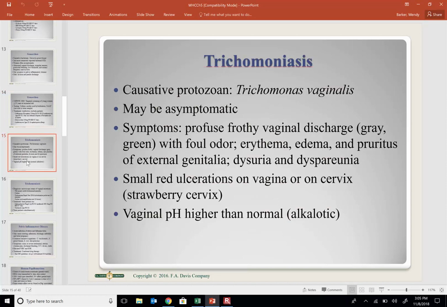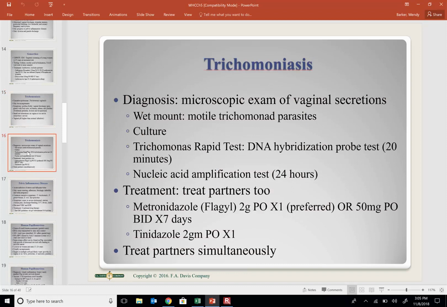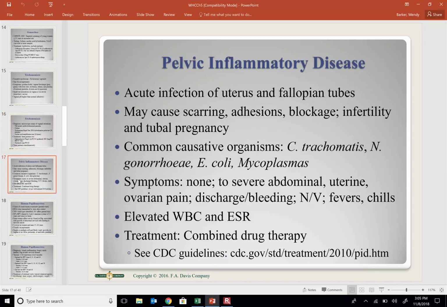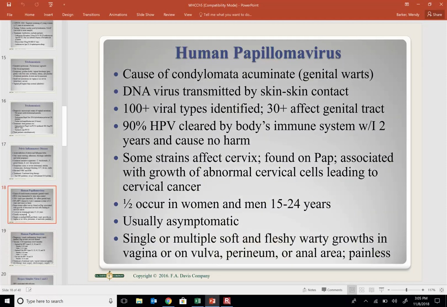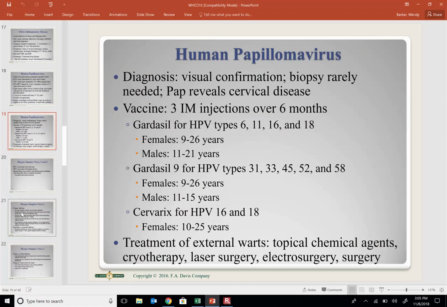Trichomonas, please just be aware of trichomonas, okay? And aware of the treatment for trichomonas. Pelvic inflammatory disease, I want you to know about pelvic inflammatory disease. I think I'll have to refer to my special notes. HPV, this is important for you to know, HPV, okay.